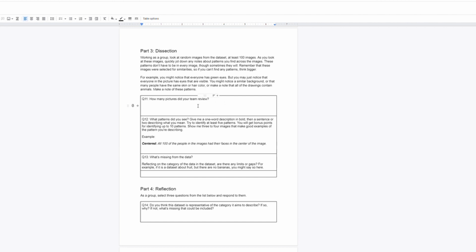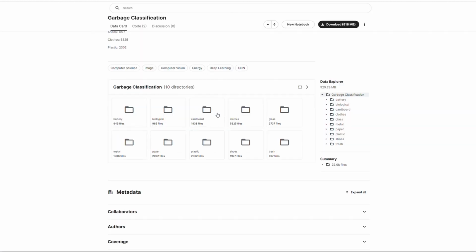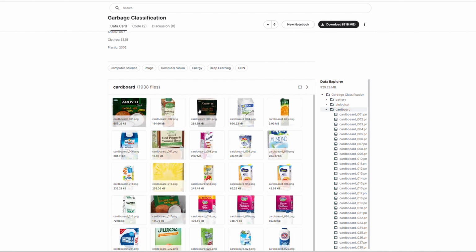The next section is where I'm going to ask you to work as a group, look at random images from the data set, try to look at about 100 images, and as you look at these images, quickly jot down any notes about patterns you find across these images. These patterns don't have to be in every image, though sometimes they will. Remember that these images were selected for similarities, so if you can't find any patterns, maybe you need to think a little bit bigger. So the patterns that we would see in the garbage classification website, for example, when we look at pictures of cardboard, these white backgrounds, that's a pattern.